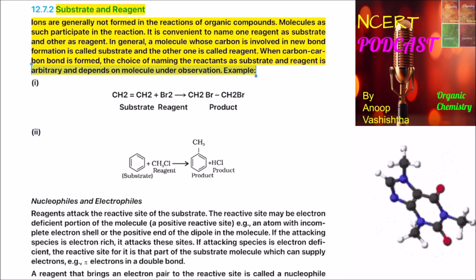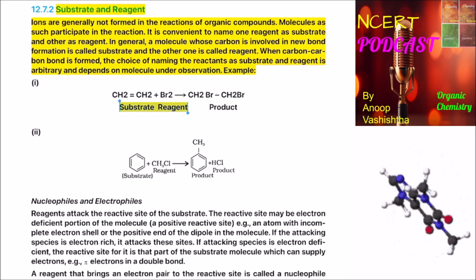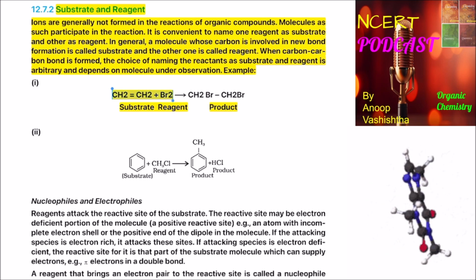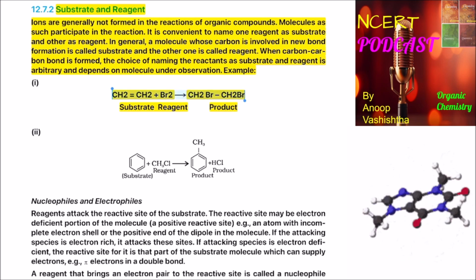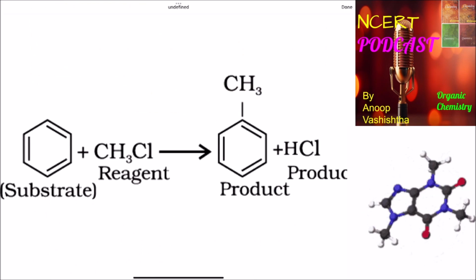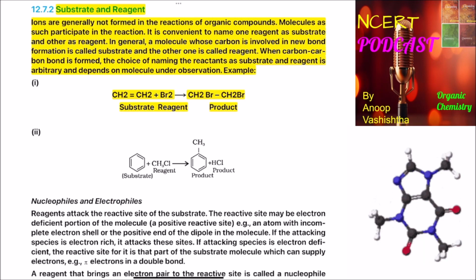For example, substrate, reagent, product: CH2=CH2 plus Br2 gives CH2Br CH2Br. Second, substrate, reagent, product.